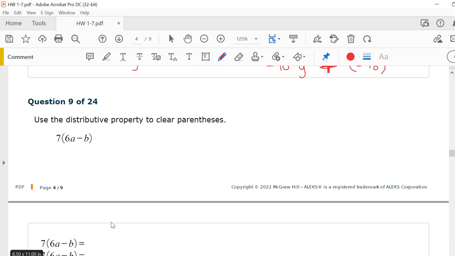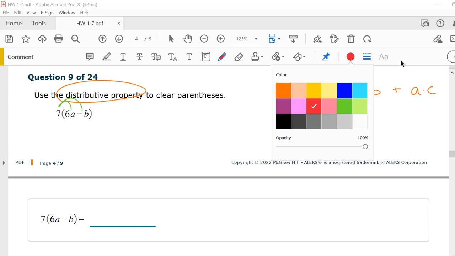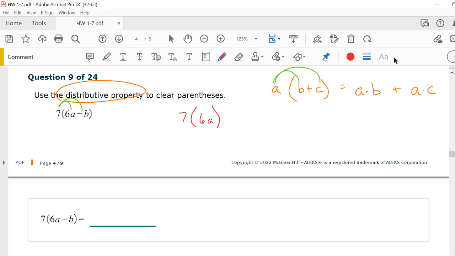Okay, number 9. I have a feeling we're going to get a lot of practice on this. Distributive property again. A times B plus C is A times B plus A times C. All right, if I have the problem 7 times 6A minus B, I'm going to do 7 times 6A minus 7 times B. Here we go. 7 times 6A minus 7 times B.